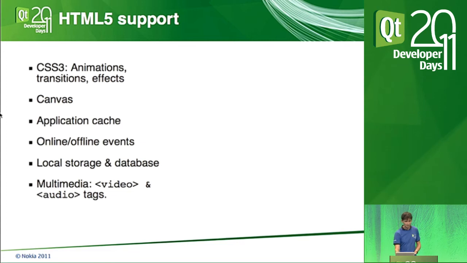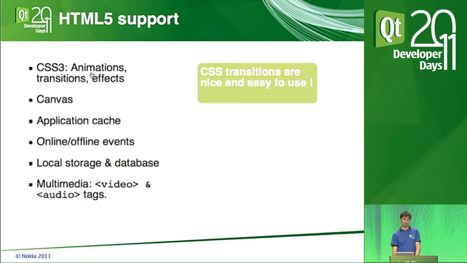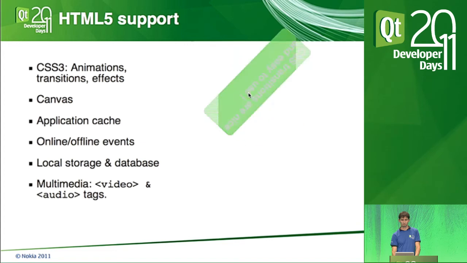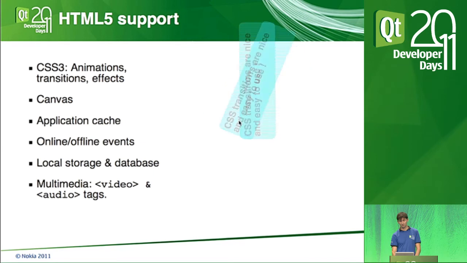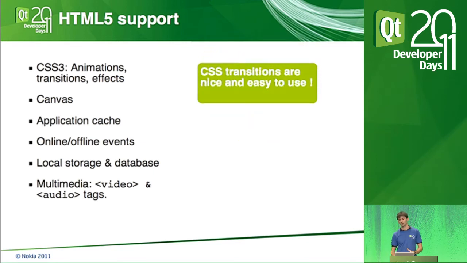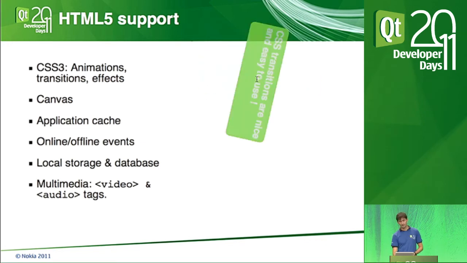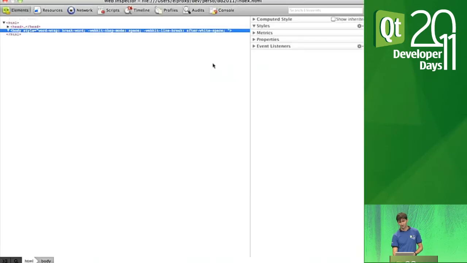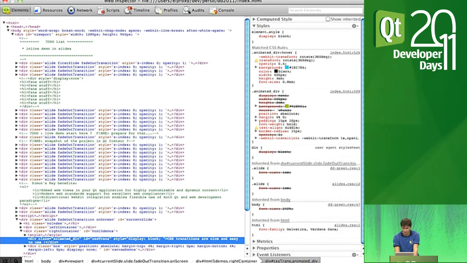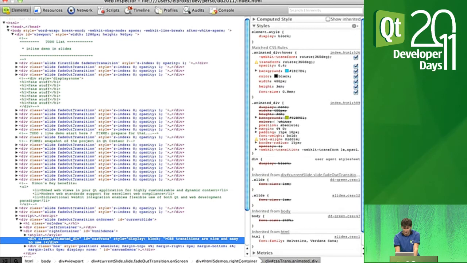We also have some HTML5 support that is there in the latest Qt WebKit release. I will just show a few CSS transitions and animations. It's something very easy to use and very nice. So if you're using Qt WebKit for your UI, you can use this and make the UI snappier. It's extremely easy to use, and I will use the inspector again just to show you a little bit what happens in there. Everything happens in CSS.